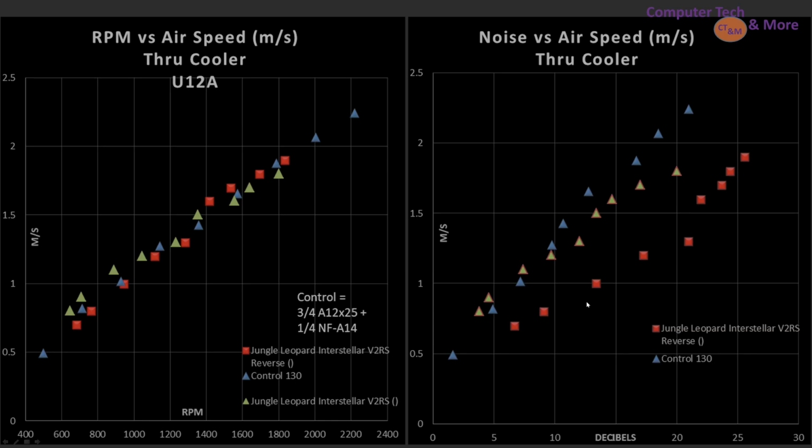However, once we start taking a look at noise efficiency, at low RPMs, they're very similar compared to the control fan. But as the RPM increases, and the noise also increases with respect to it, they drop away from my control fan. In particular, the reverse blade is significantly worse than the regular edition of the same fan here.